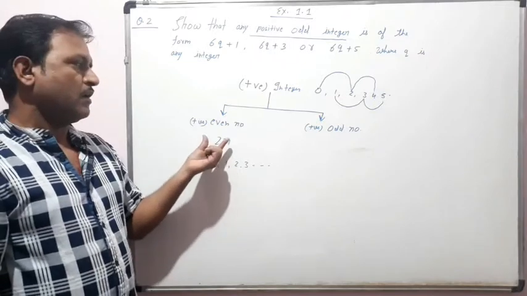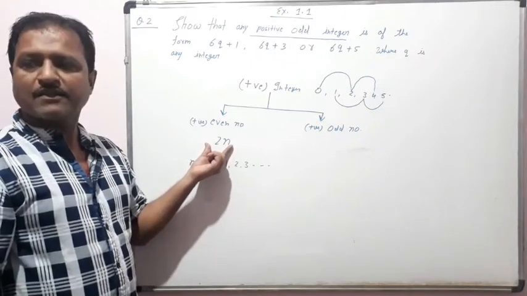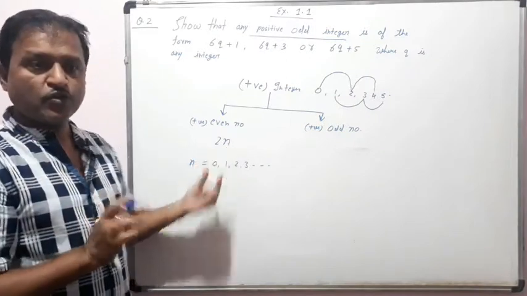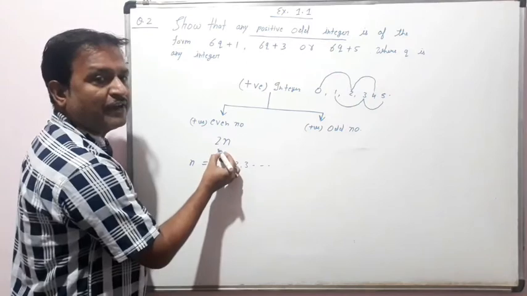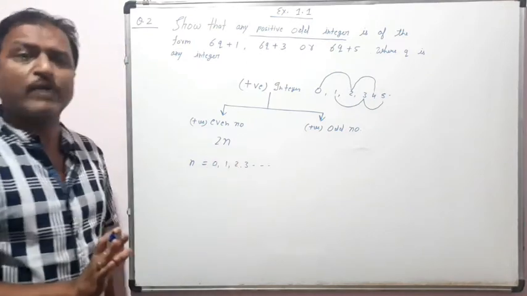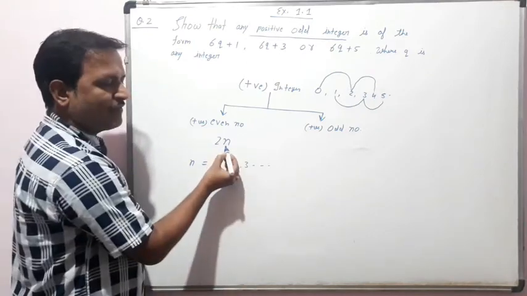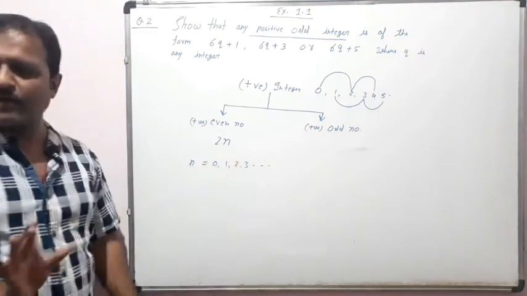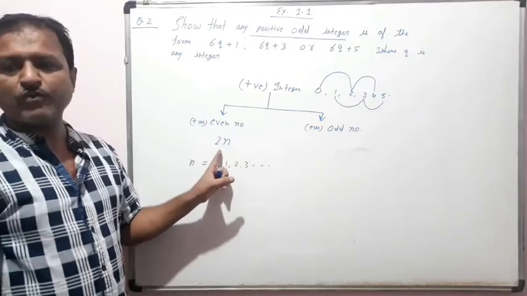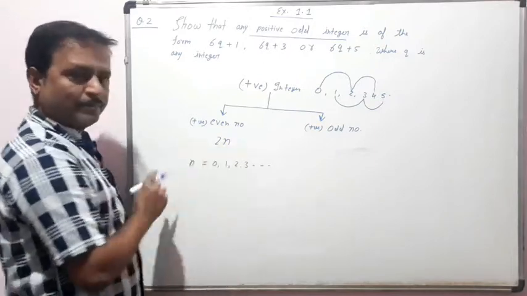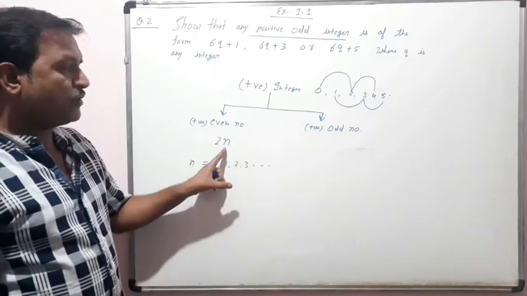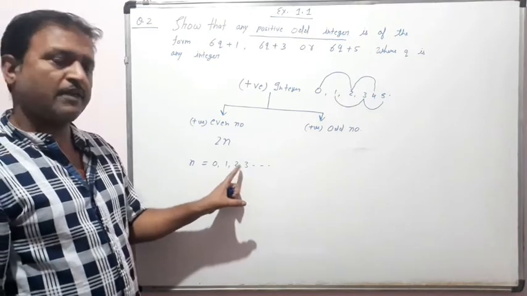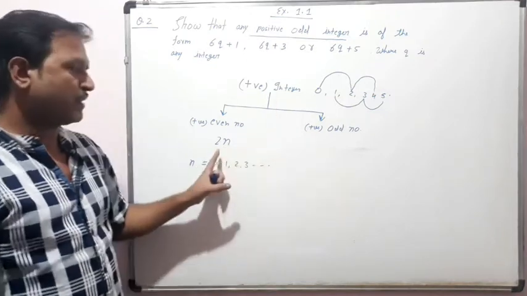So if someone asks what is an even number, give your answer in one word only. We will tell him the formula of an even number is just 2n. You can use another alphabet instead of n. In place of n we can use p, q, etc. It doesn't matter, but the formula is 2n or 2m. Put any values of n, 0, 1, 2, 3 etc., you always get an even number.